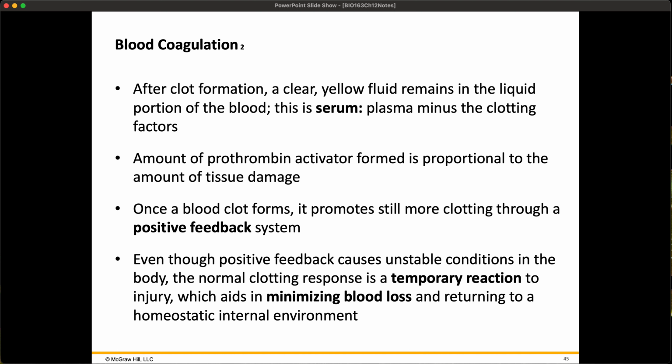Same thing, they can take plasma and remove clotting proteins. They can remove certain factors in it and create just a serum to give to somebody. And so serum is what's left in these blood clots. If you've ever had a cut or a scab and it starts to leak and it has that kind of clear yellow color to it, that's your serum. That's your plasma without the clotting proteins.